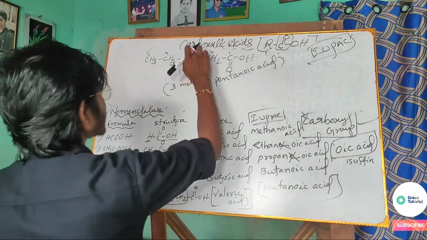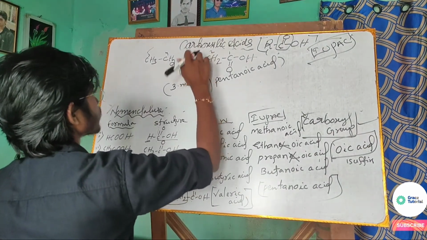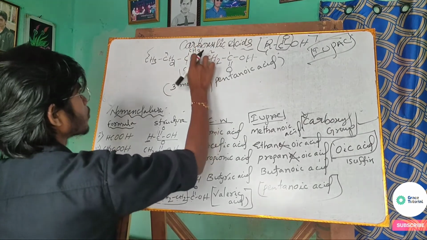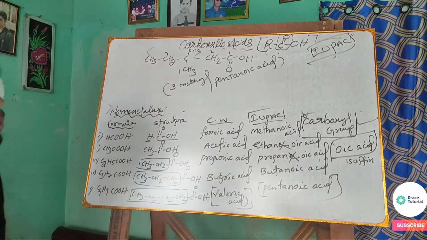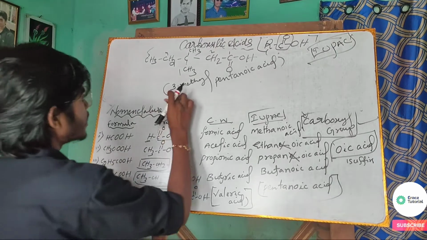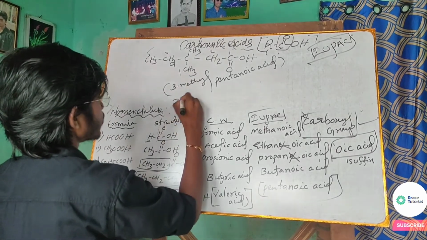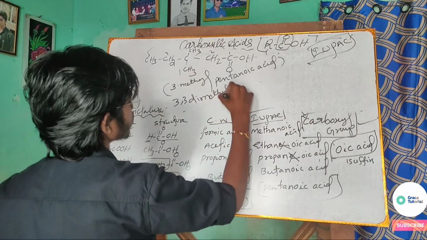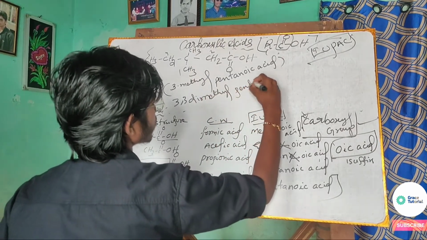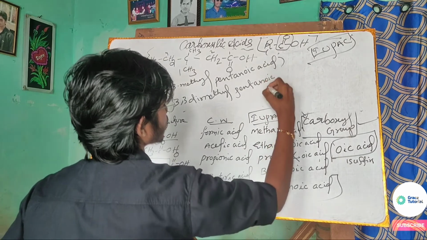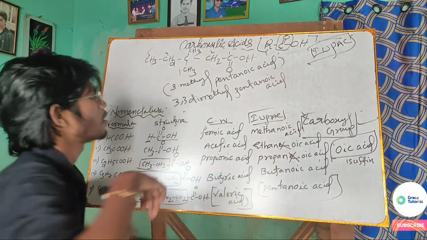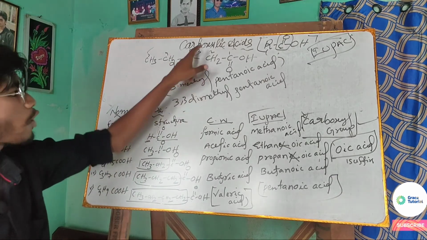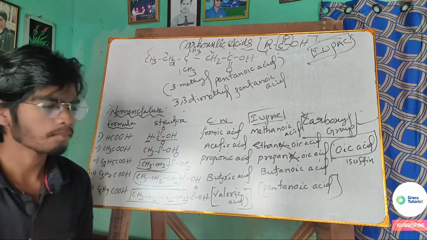Suppose one more methyl group is attached here. Then what do you say? 3,3 dimethyl pentanoic acid. Because at the 3 position both the methyl groups are there, so 3,3 dimethyl pentanoic acid.